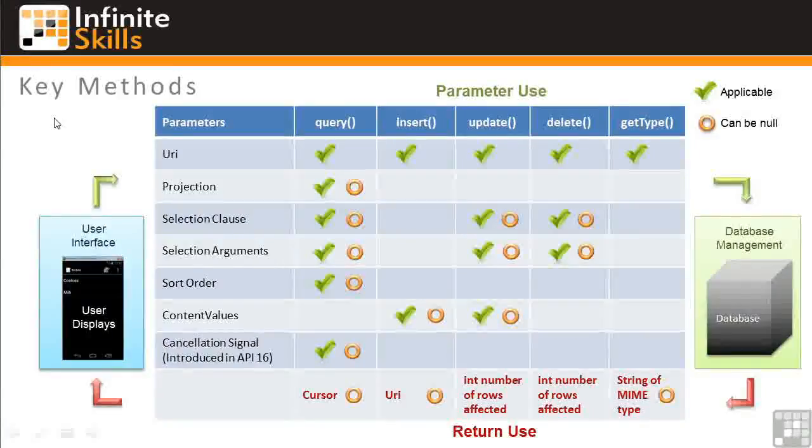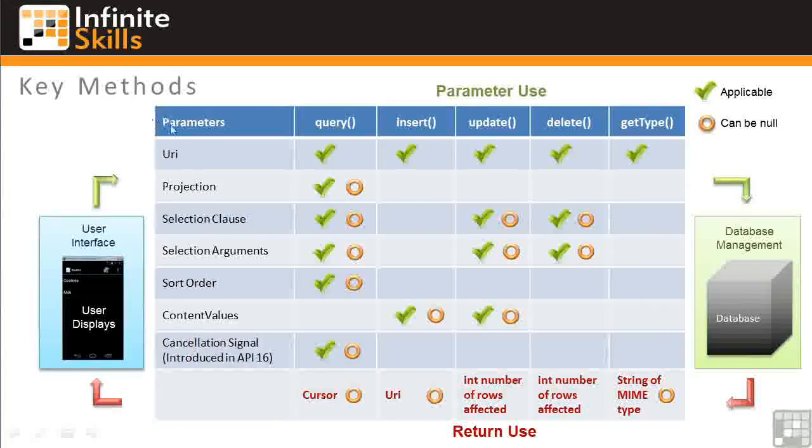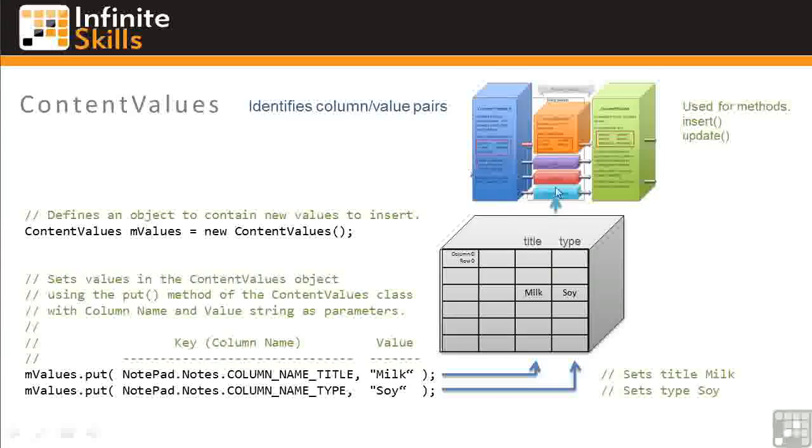In this lesson, you'll learn more about the content provider key method parameters and return values. In previous lessons, we examined URIs and cursors, and we'll start looking at the others with content values. Remember, the content values object is one of the major objects that works with the content resolver in our data subset block. The content values object specifies pairs of values for the column and content of a cell in our data block. It's used when putting data into a database using the insert or update methods.